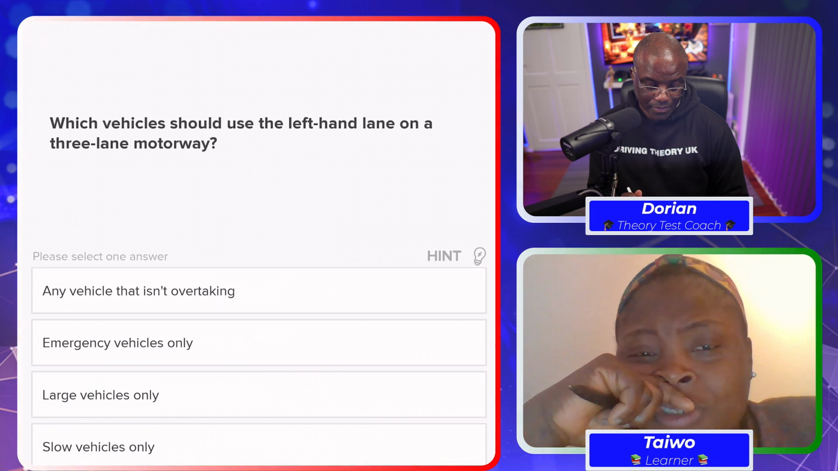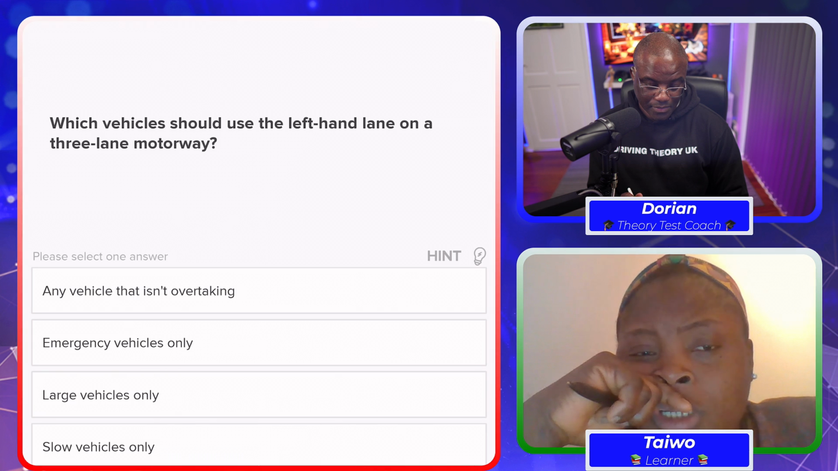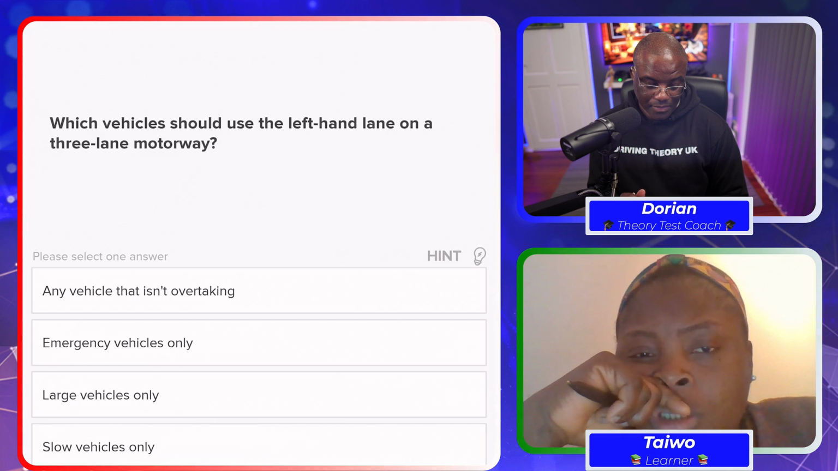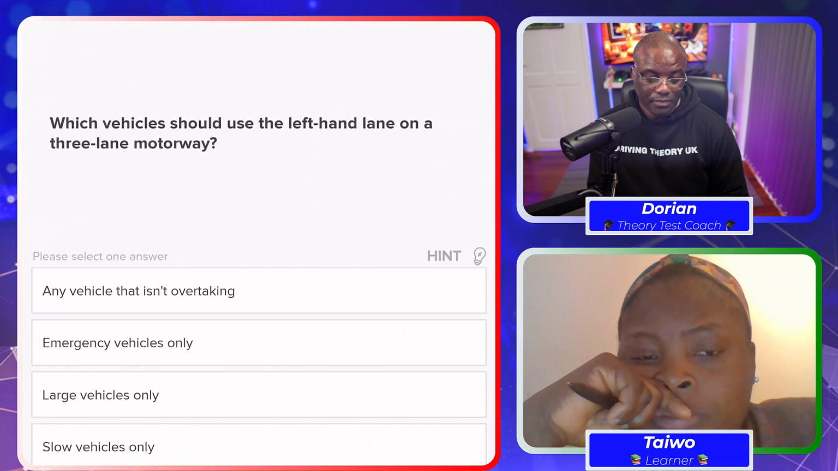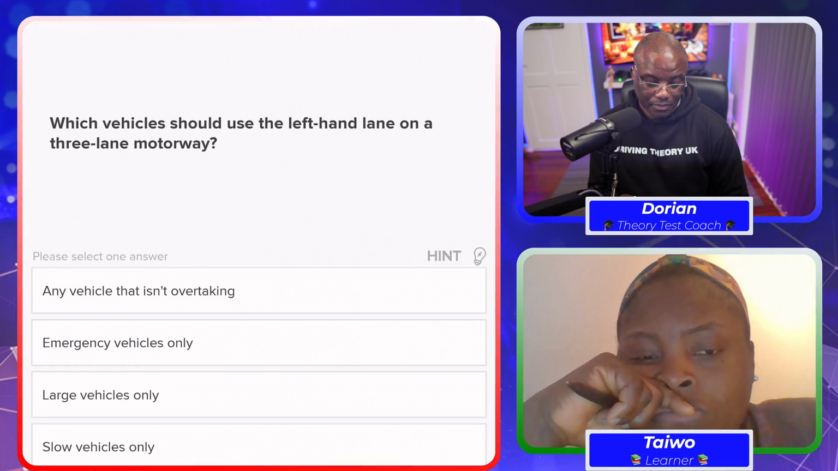Oh my goodness, which vehicle should use the left hand lane on a motorway? Is there any vehicle that isn't overtaking? A.